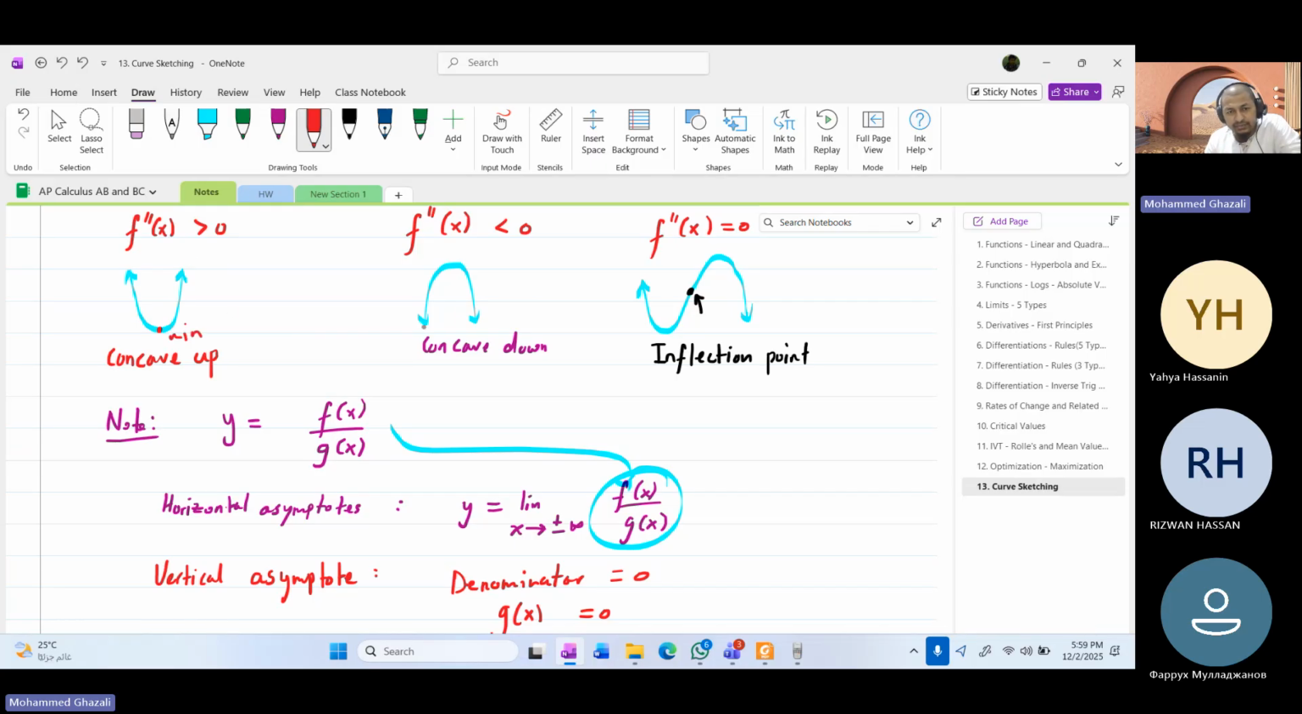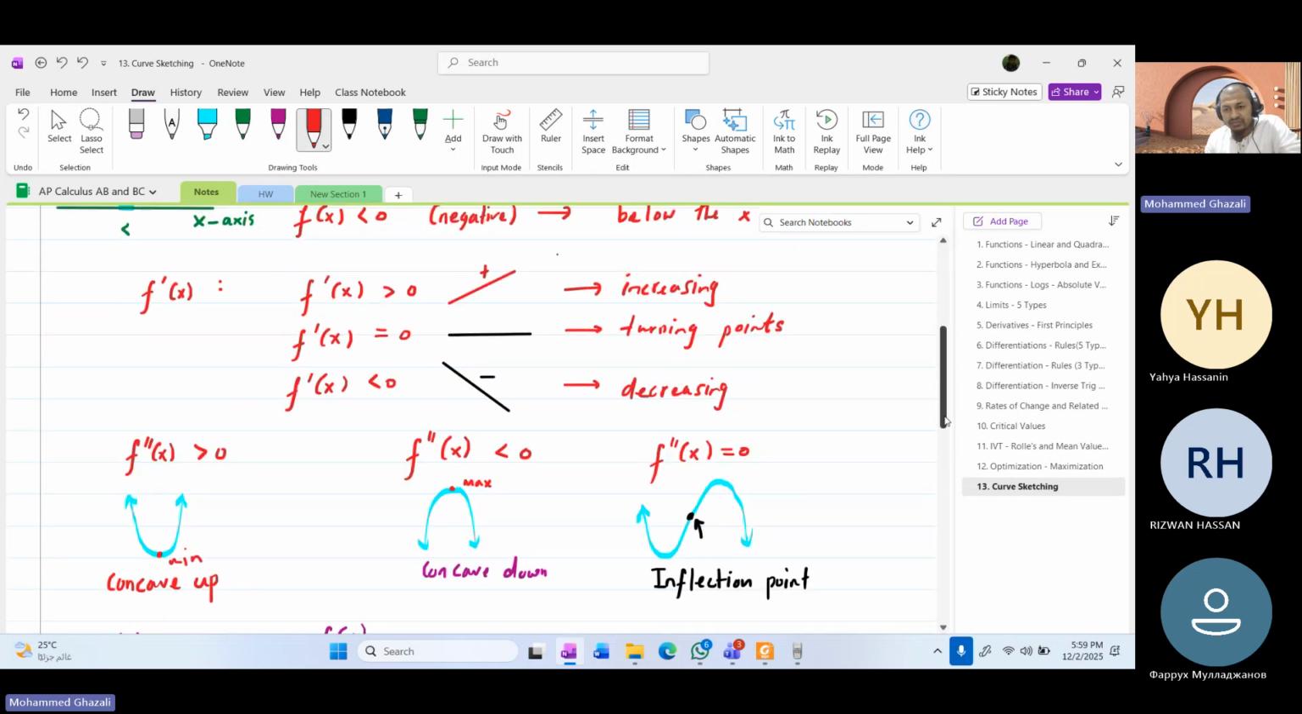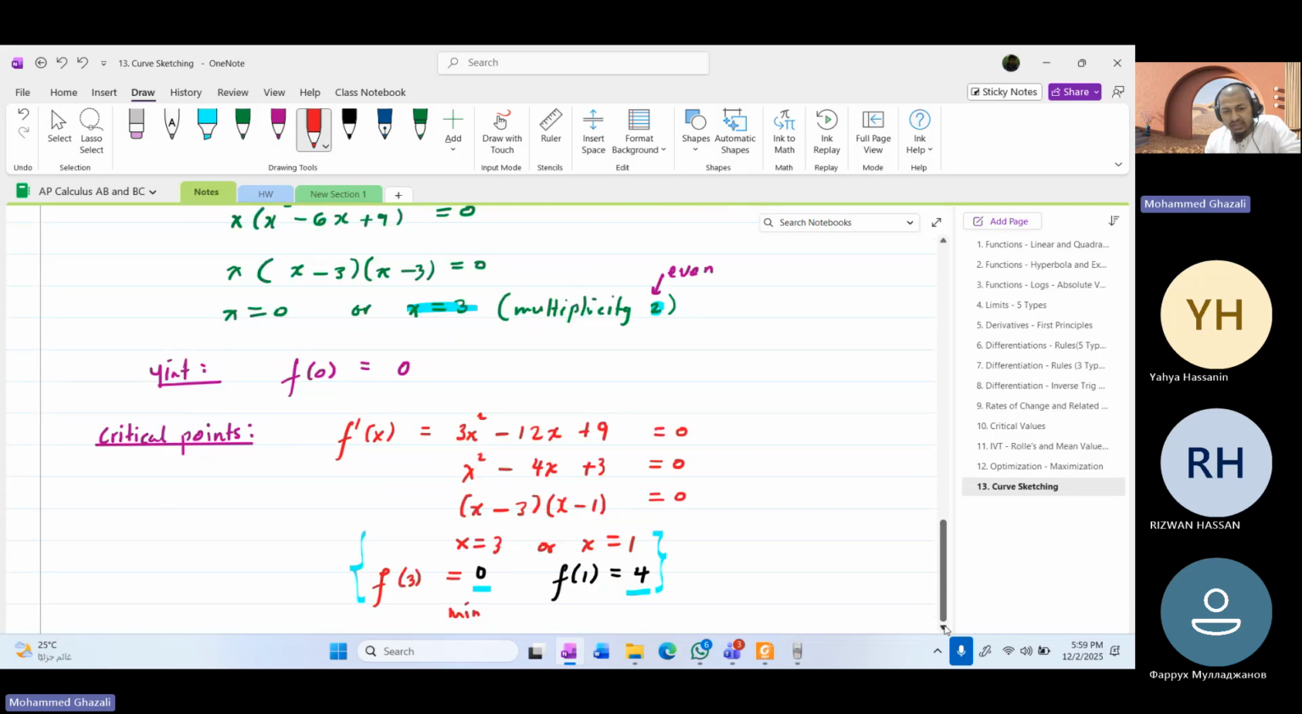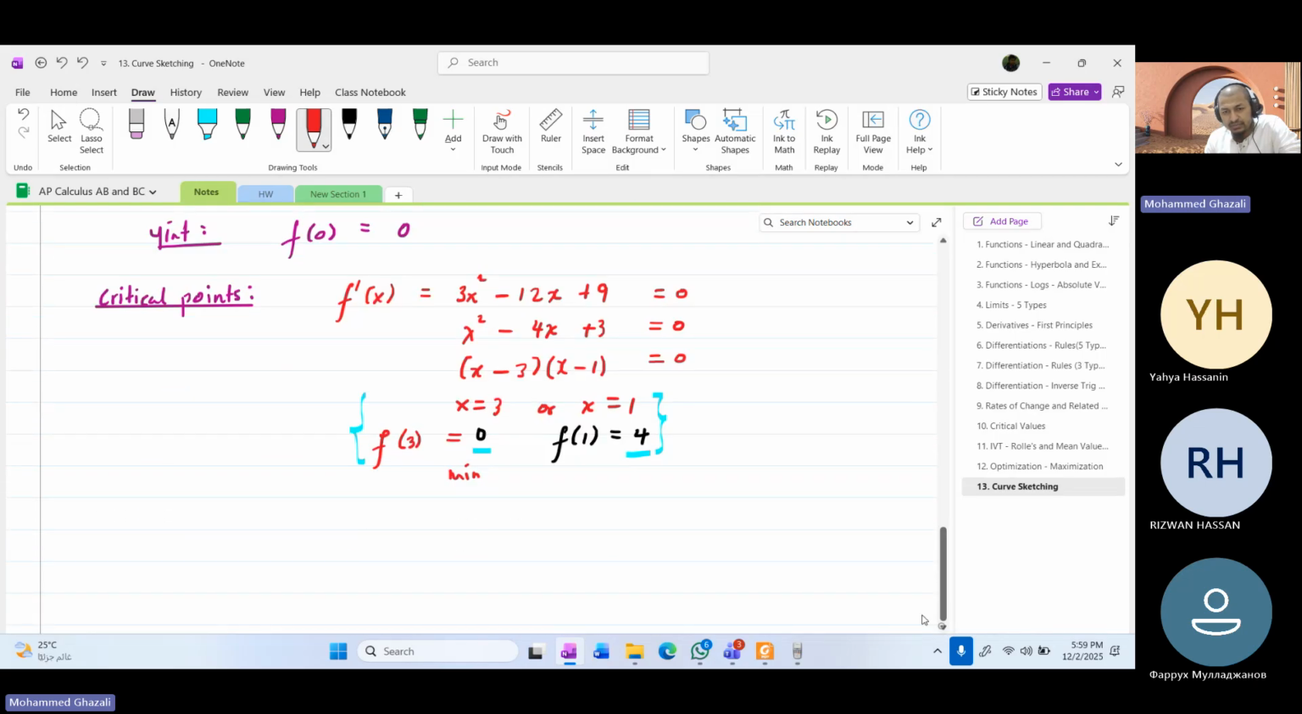When will you have a maximum? When the graph increases, then decreases, then you'll have a maximum there, right? Okay, so let's get back into our problem. Right, so we have a minimum here and a maximum at 1 and 4. So the coordinates of the horizontal tangents are 3, 0 and 1, 4.